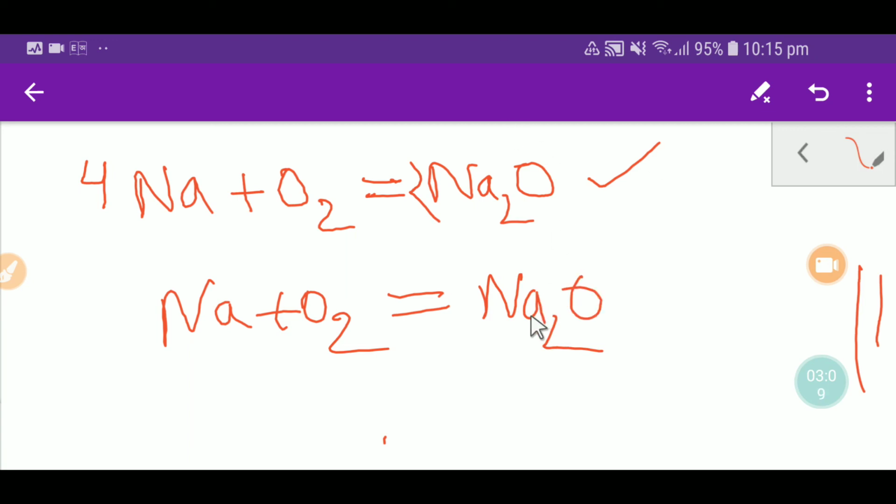So here we have 2 sodium, so this 2 sodium will come from here, but here we have 1 oxygen, here have 2, so to balance the oxygen I can place here 2, and that gives me 4 sodium, so I have to place here 4, right? And this is the balanced reaction.